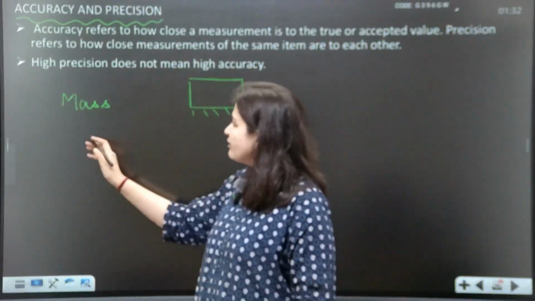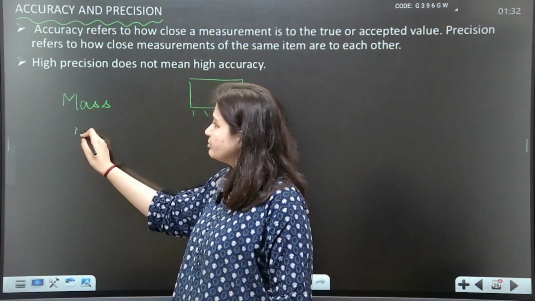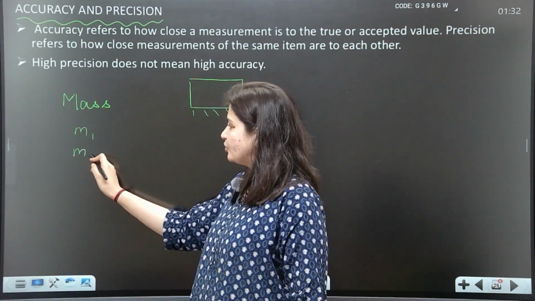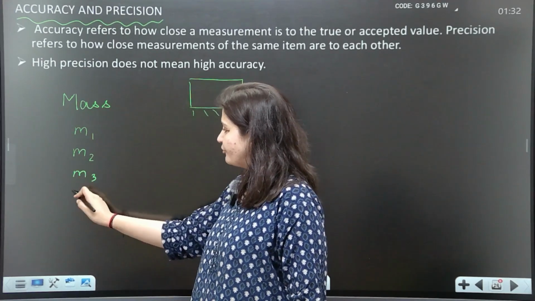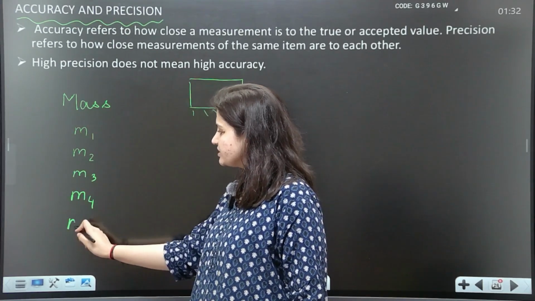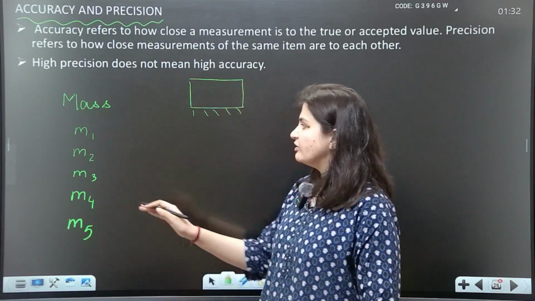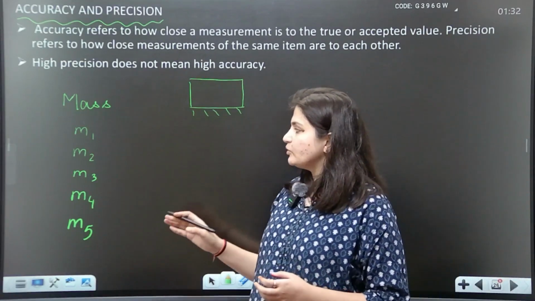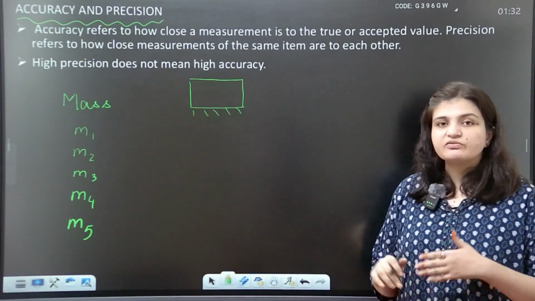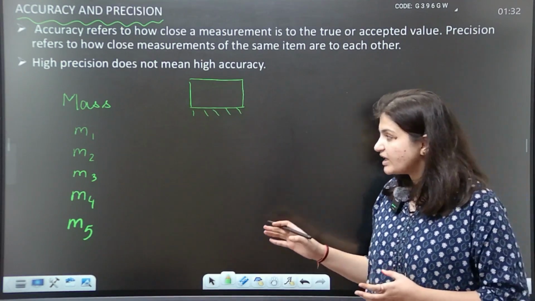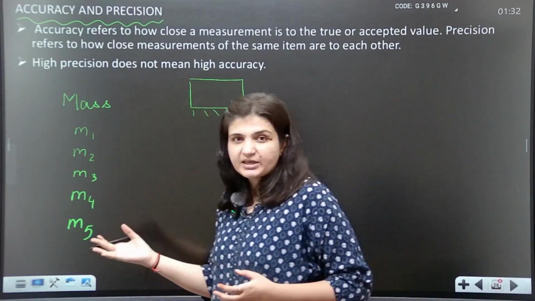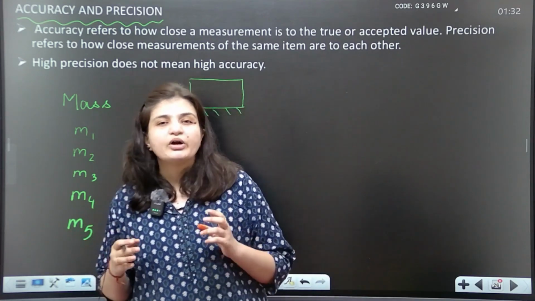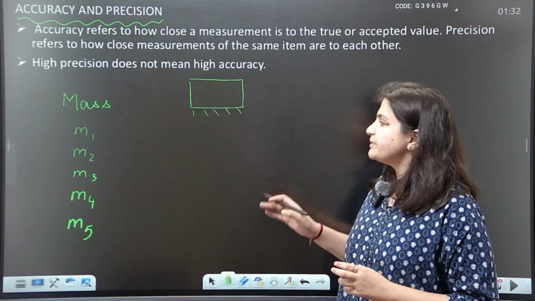Say the measurements come out to be values m1, m2, m3, m4. So many experiments were done and we have found various values of mass of these objects, that is m1, m2, m3, m4, m5. So now what is accuracy and what is precision?